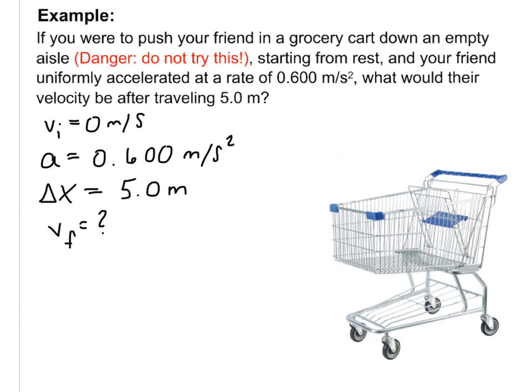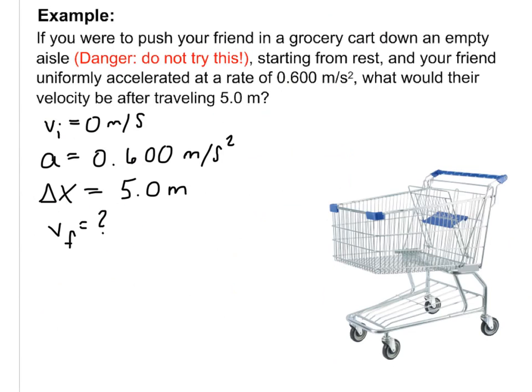Well, let's write down the things I know. I do know my initial velocity is 0 meters per second because my friend is starting at rest. I know that their constant uniform acceleration is 0.600 meters per second squared. I know their change in position is 5.0 meters. And I would like to know their final velocity.